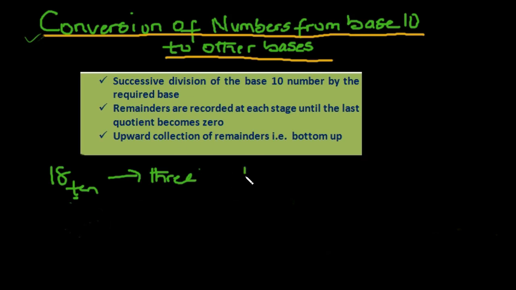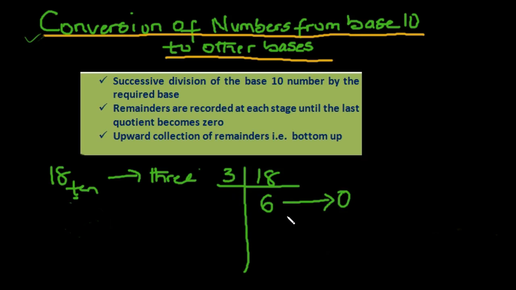We have 18. I want to change it to a number in base 3. This is the given number in base 10. You are dividing it by the required base 3. So how many 3 can we get from 18? I have 6. You write the remainder. This remains nothing, so 0.